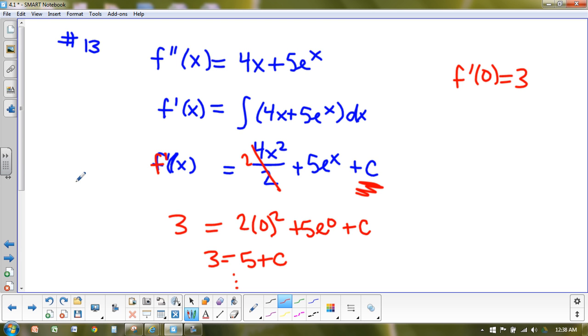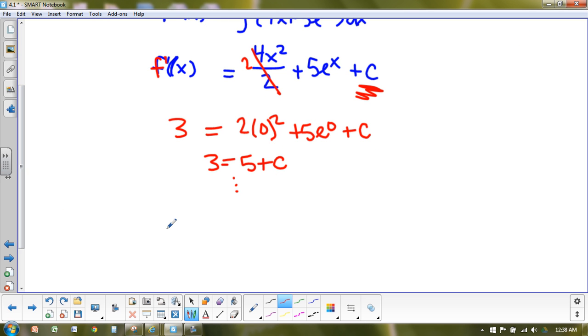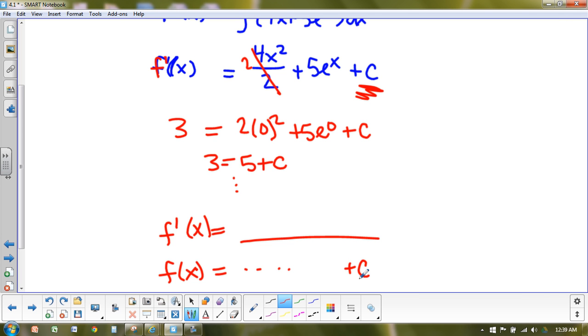Once you know c, you would fill in what f prime of x equals. Then you would integrate to find f of x. And you would do all your work, and you would end up with a plus c. And then you would plug in that coordinate to figure out that plus c for the final answer. Your final answer is the original function.